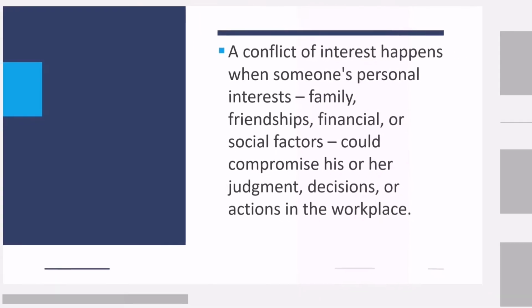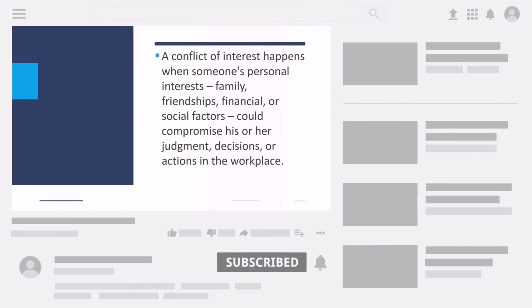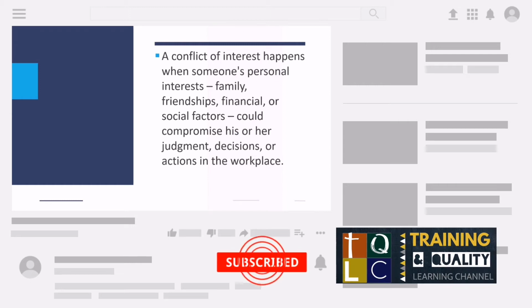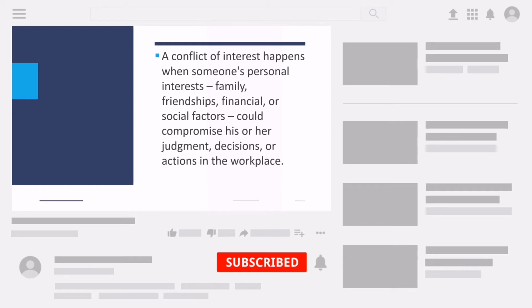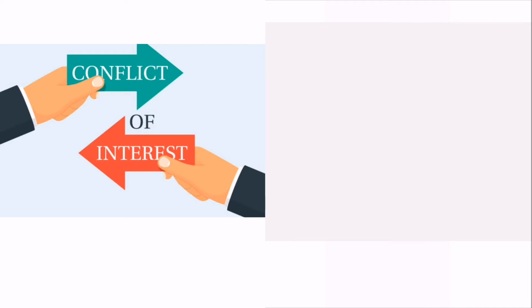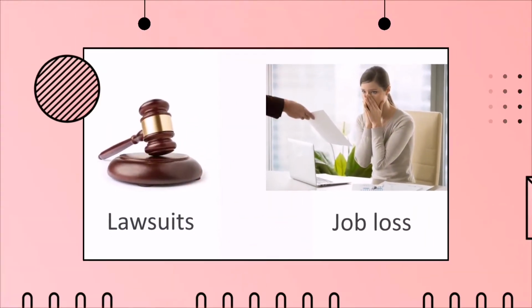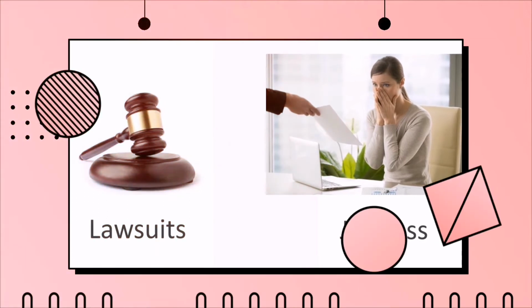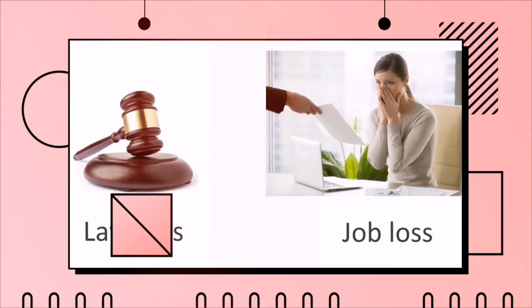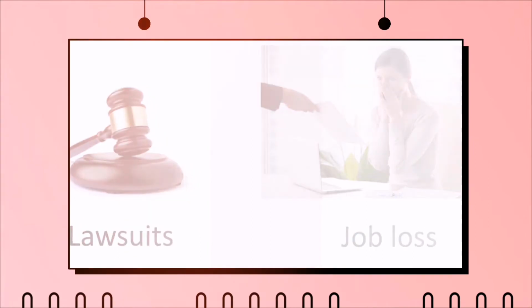A conflict of interest happens when someone's personal interests, family, friendships, financial, or social factors could compromise his or her judgment, decisions, or actions in the workplace. Government-owned and private companies or enterprises take conflicts of interest very seriously that they include it in their policies, regulations, and standard operating procedures. In fact, a conflict of interest may lead to legal ramifications and the loss of the job. It is important, therefore, that we know how to avoid conflicts of interest in the workplace.